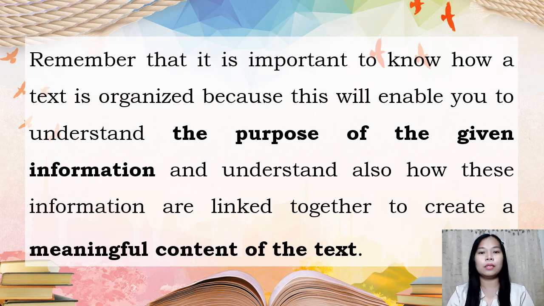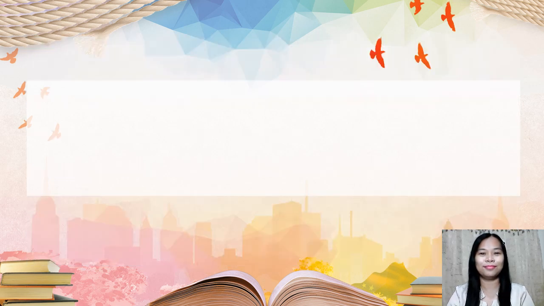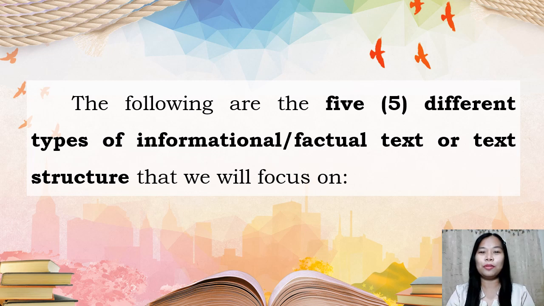Remember that it is important to know how a text is organized because this will enable you to understand the purpose of the given information and also understand how this information is linked together to create a meaningful content of the text. Now, the following are the 5 different types of informational or factual text, or text structure, that we will focus on.